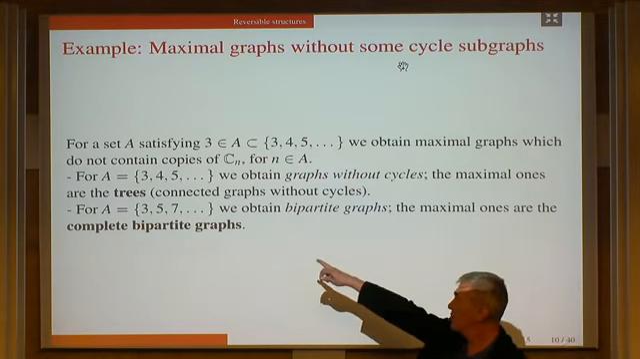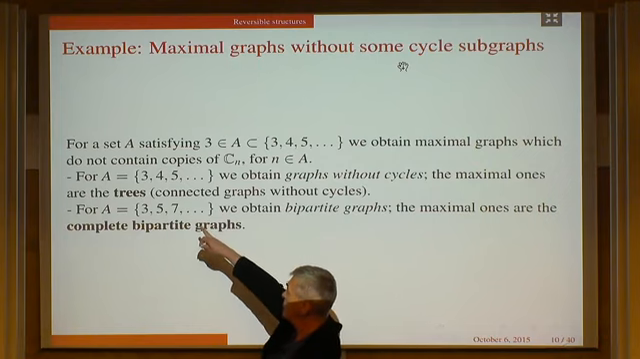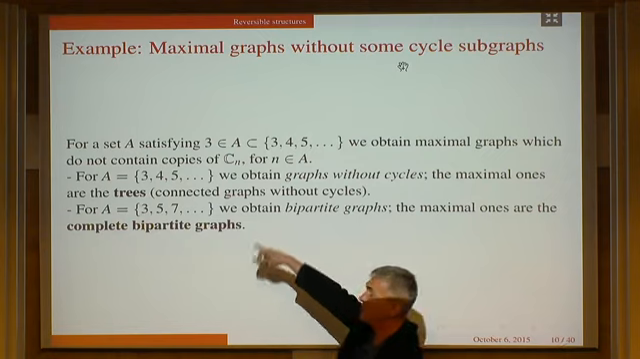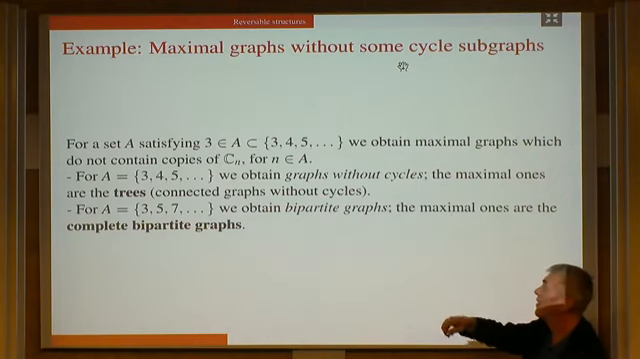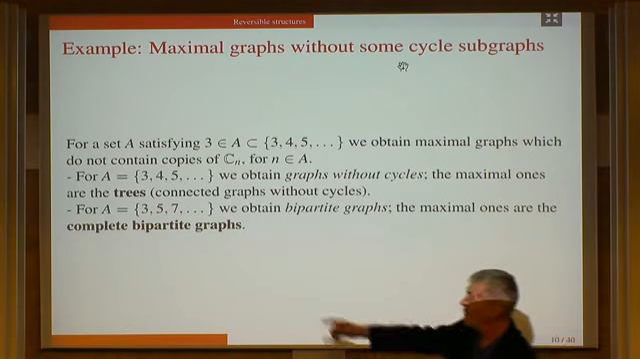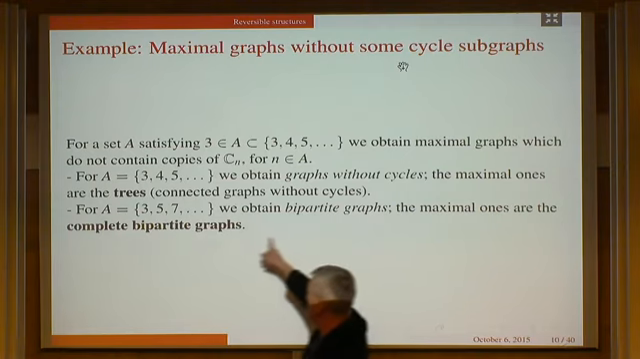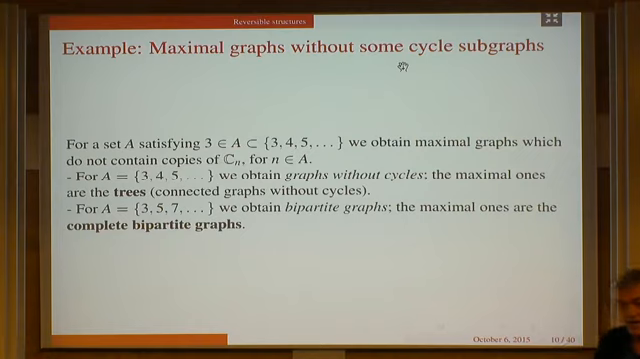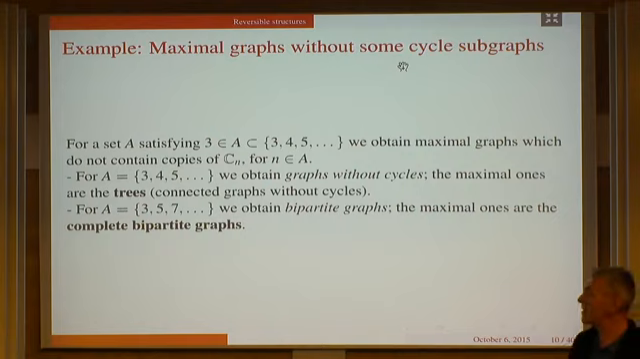For example, if we are forbidding C3, C4, C5, and so on, we will obtain graphs without cycles, and maximal ones are trees. If we forbid C3, C5, C7, we will obtain bipartite graphs, which are, we have two sets of nodes and no edges in between the nodes in the same set.